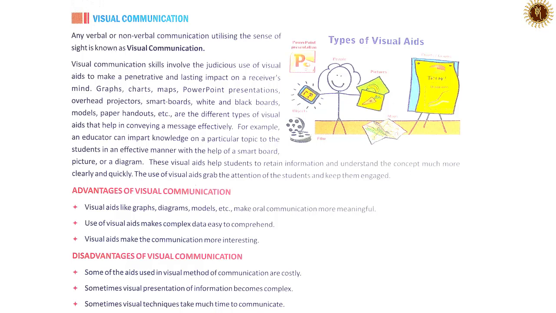Graphs, charts, maps, PowerPoint presentations, smartboards, white and blackboards, models, paper handouts are the different types of visual aids that help in conveying a message effectively. Even when you prepare a model or a painting or a picture, that also gives some message, and that is also an example of visual communication.